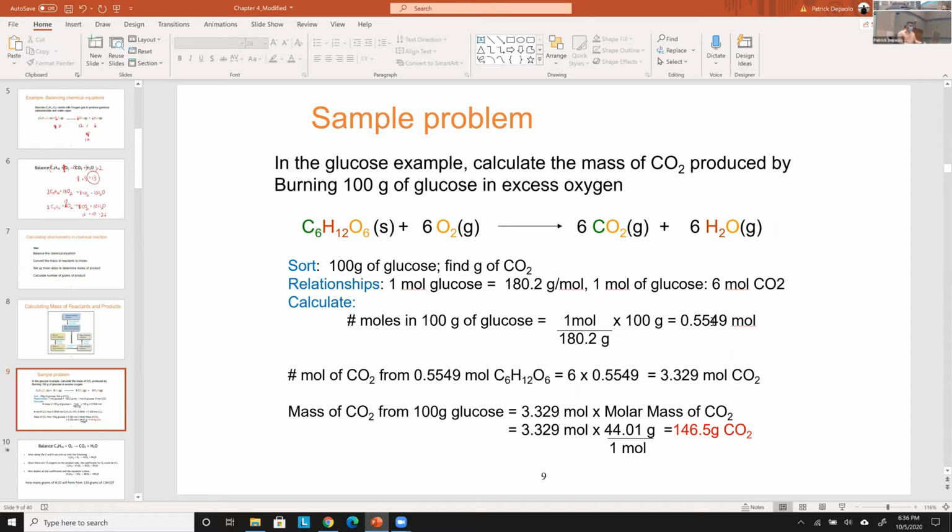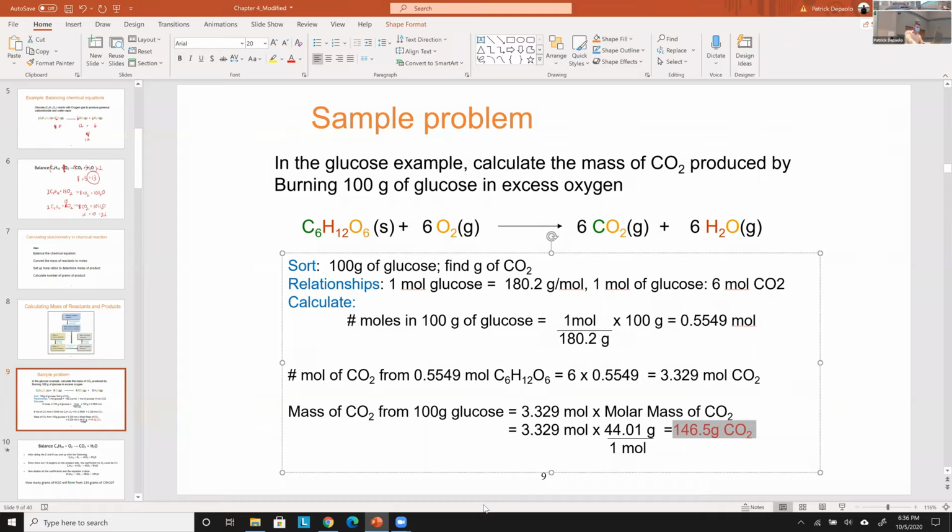So the final step, now that we know the moles of CO2 and we're being asked for the grams of CO2, is very simple. It's to just multiply by the molar mass of CO2, which is 44, and you get 146.5 grams. Any questions on that?